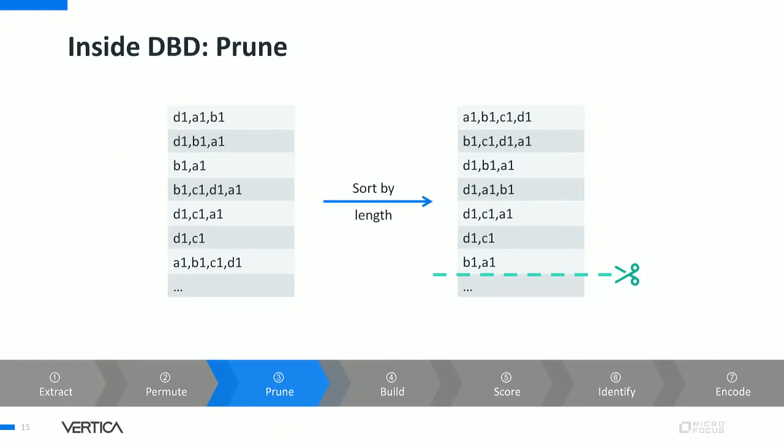And that comes to the third step, which is pruning. This step is to limit the candidate sort orders so that the design won't be running forever. DBD uses a very simple capping mechanism. All the candidates are ranked by length, and only a certain number of the sort orders with the longest length will be moved forward to the next step.